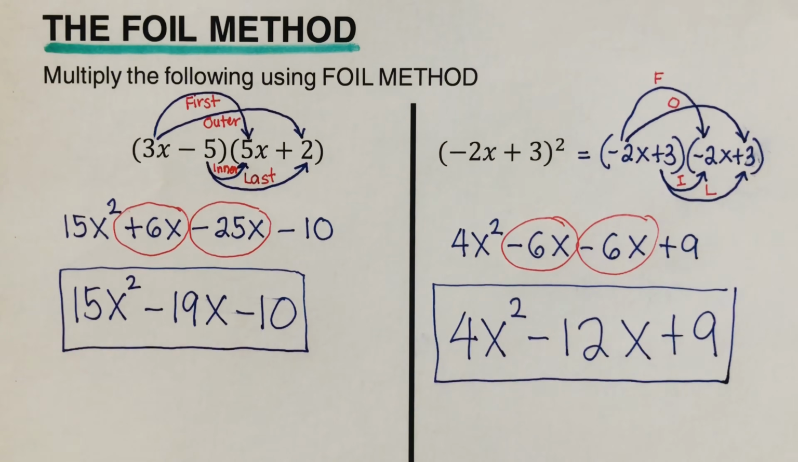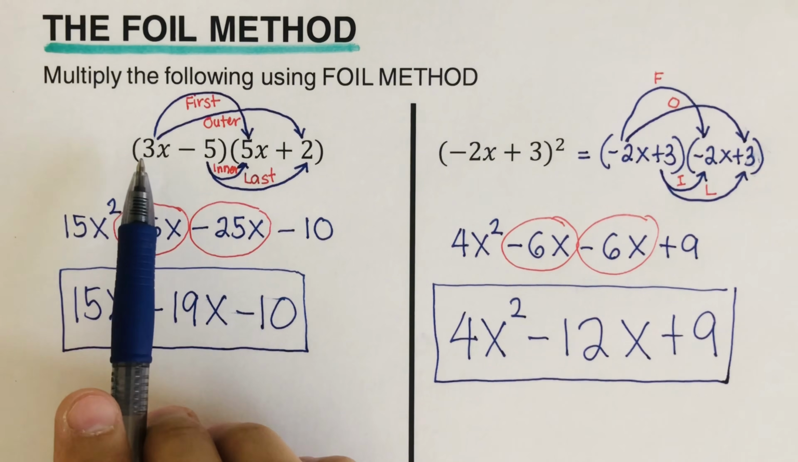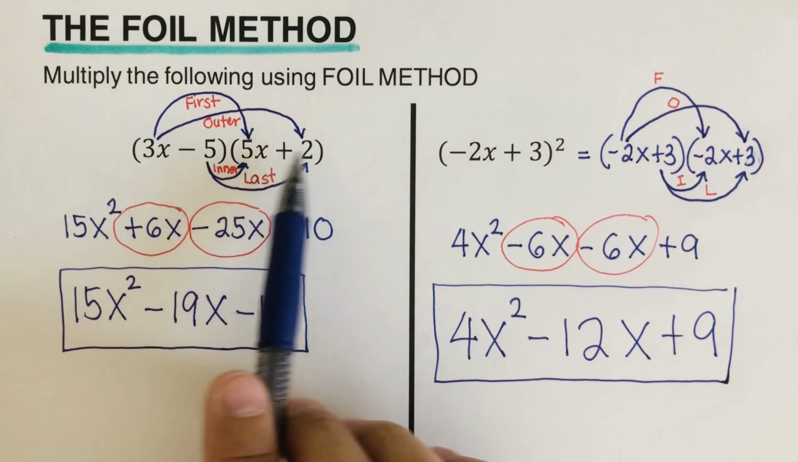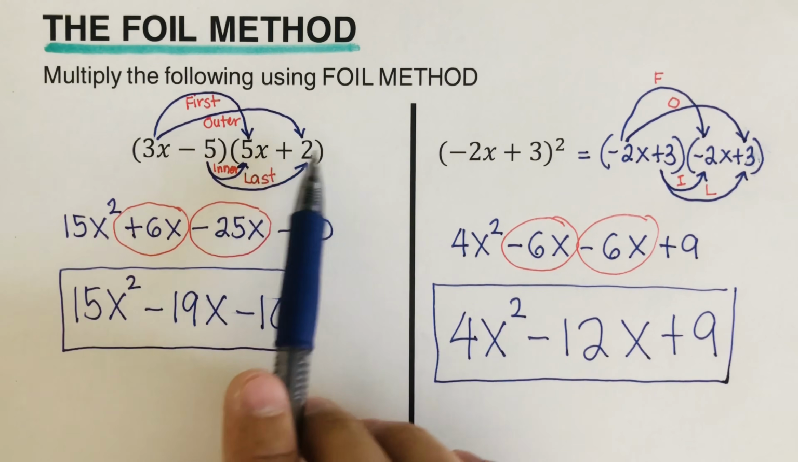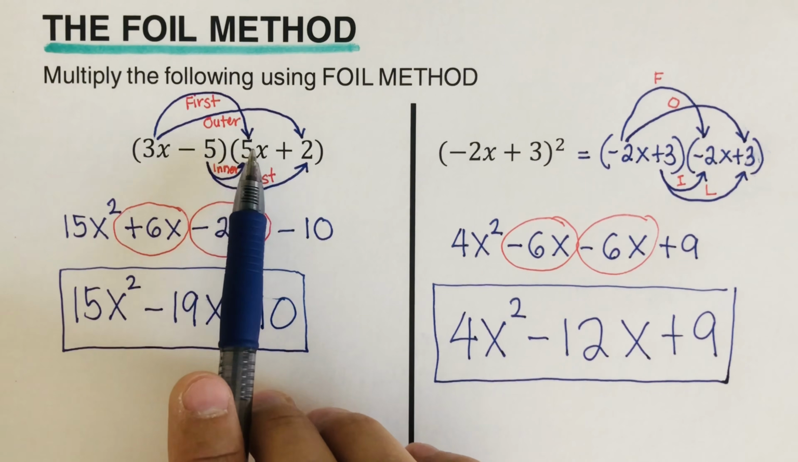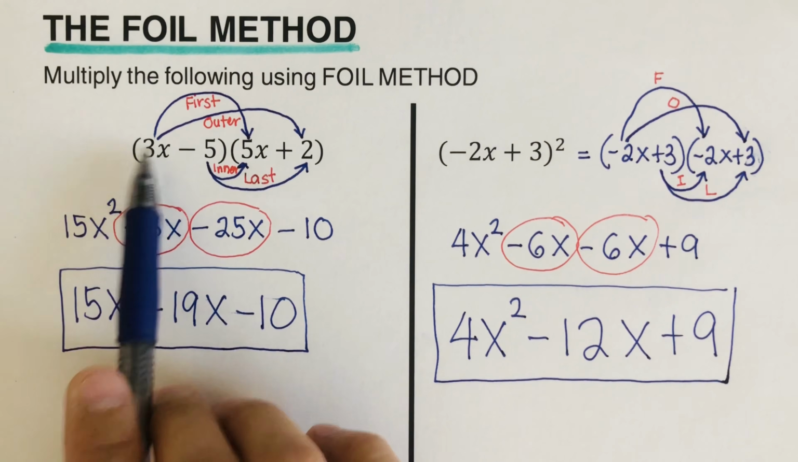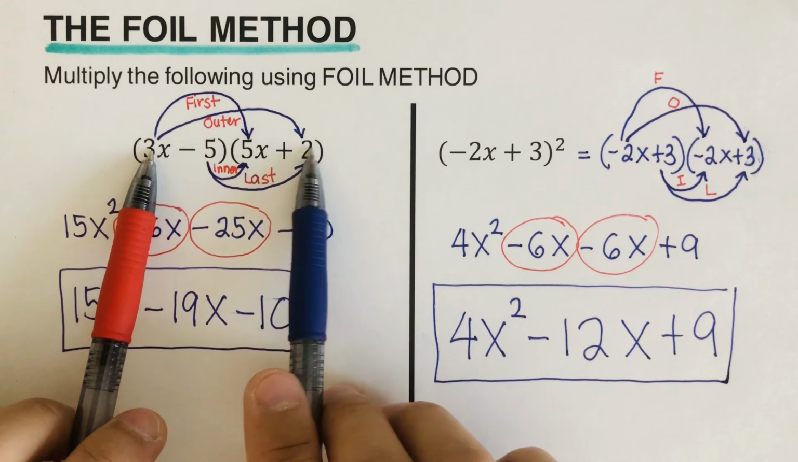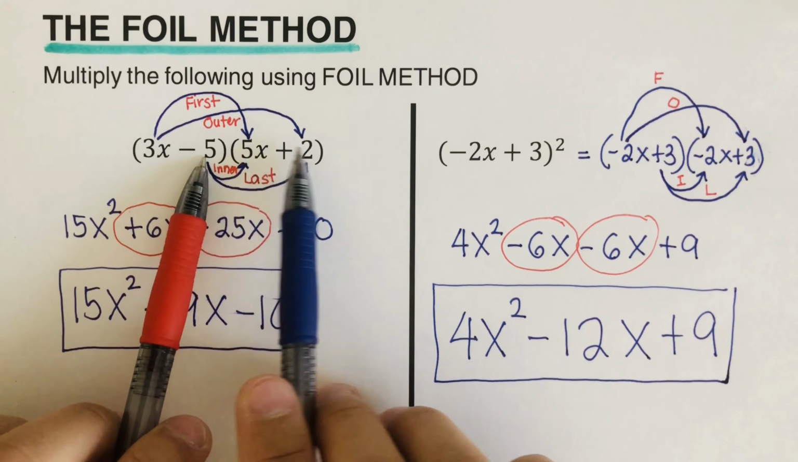Good. Perfect. Now, as you can see in the examples that we have here, FOIL is pretty much like the first term will be multiplied to all of the terms in the second parentheses, and the second term of the first parentheses will be multiplied to each of the terms. So pretty much 3 will be multiplied to all of them on the right side, and the negative 5 will be multiplied to all of them.